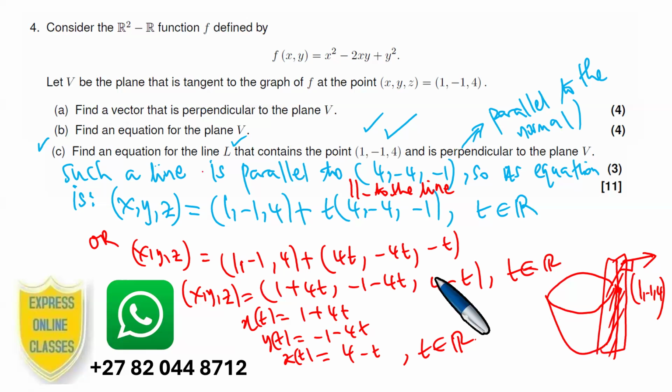And now we're told that the line that contains the point is perpendicular to the plane. A line that is perpendicular to the plane is going to be like the normal, because they are both perpendicular to the plane. So this line and the normal are parallel. To find the equation, we need one vector that is parallel to the line, which is the normal. The normal vector is (4, minus 4, minus 1). And this line passes through (1, minus 1, 4).